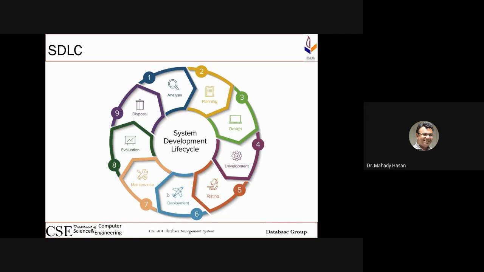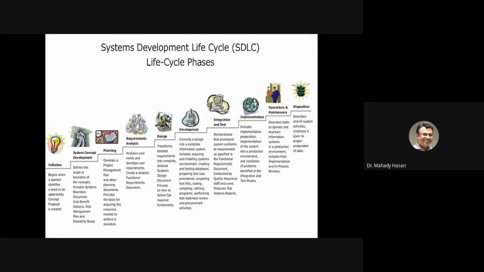So there is a sequential process. That's why it is known as SDLC or waterfall model, because like when water is flowing, it basically falls from top to bottom, so it's basically the structure. So that's why this model is also known as waterfall model. So these are the steps. We can also have these sort of steps.